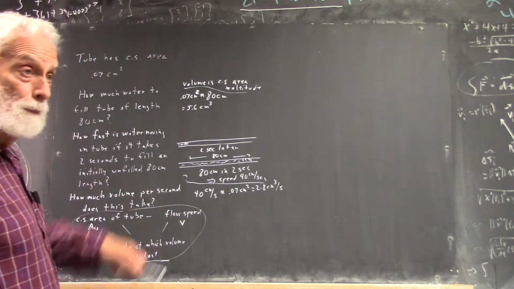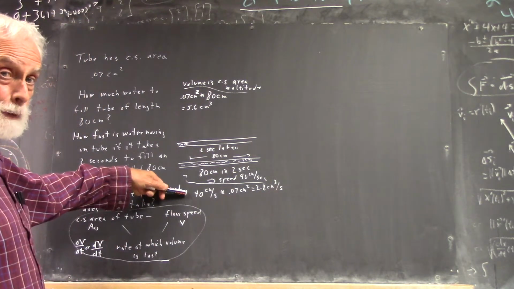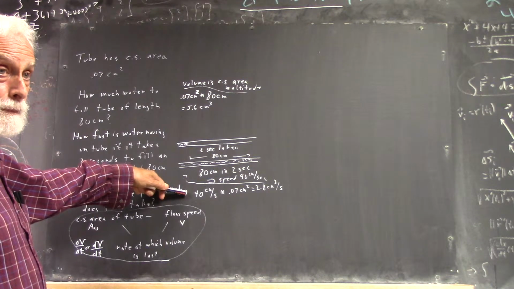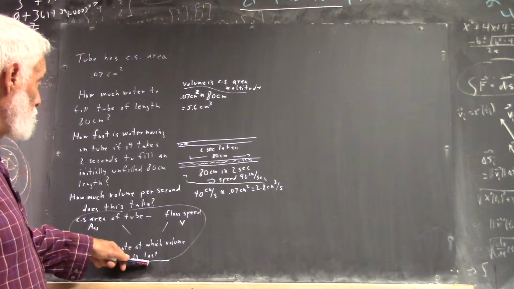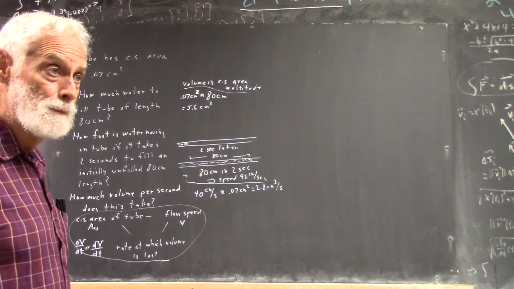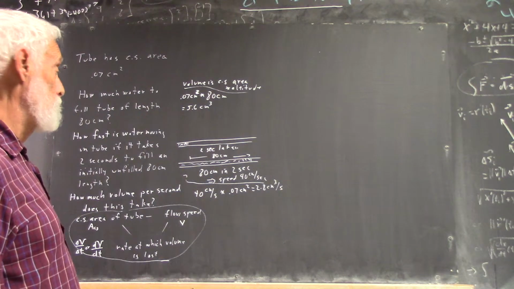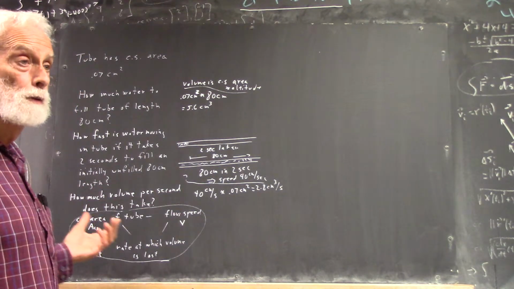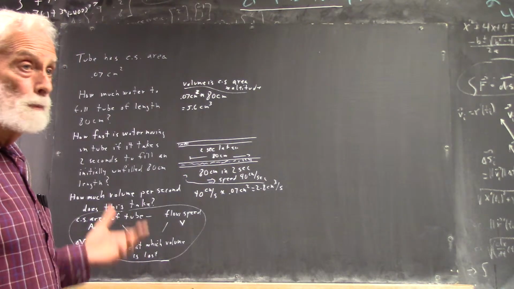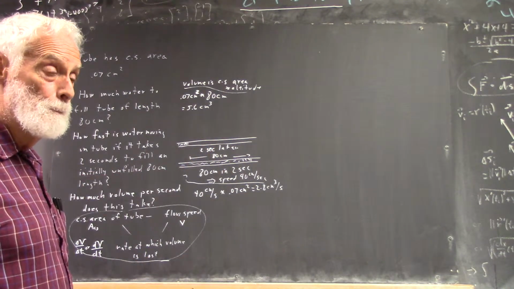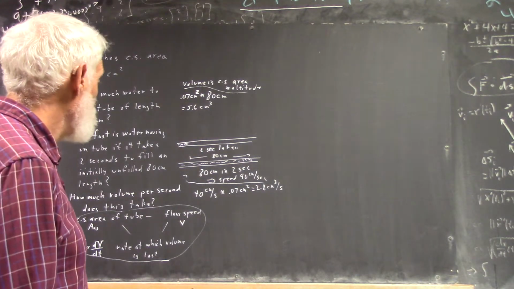What's this? What symbol did we use for the 40 centimeters per second? The rate. Is that the rate at which volume is lost? Is that the cross-sectional area of the tube, or is that the flow speed? That's the rate at which volume is lost. No, because that's in centimeters per second, and centimeters per second don't measure rate of volume loss. What quantity up here measures the volume loss? 2.8 cubic centimeters per second. Okay, so what's this?